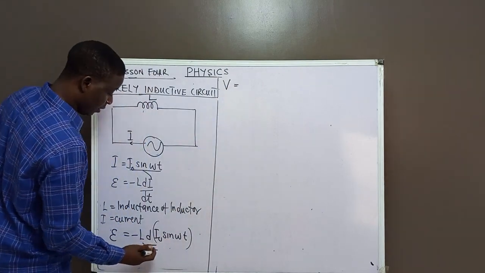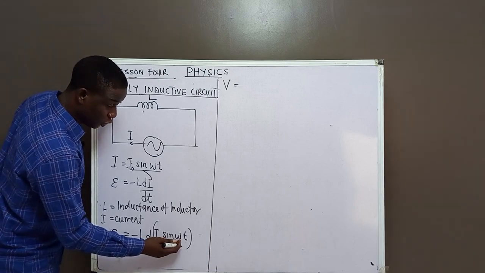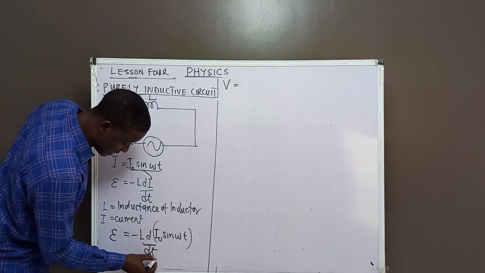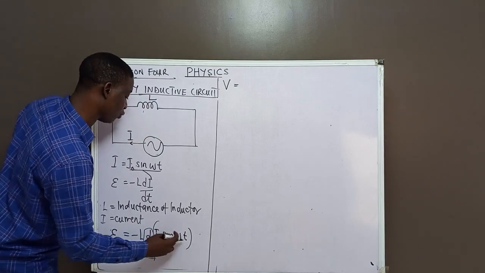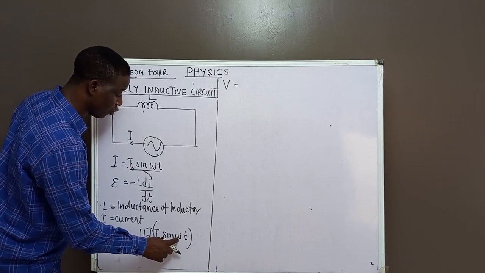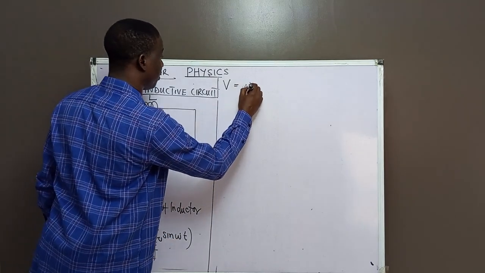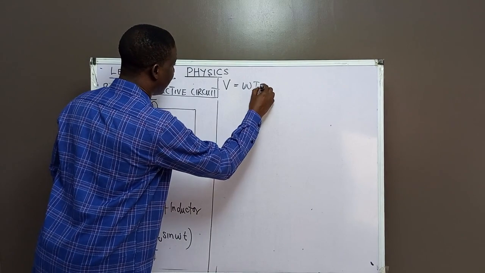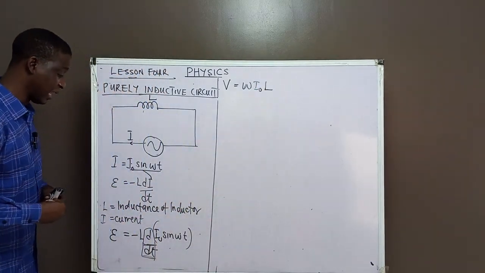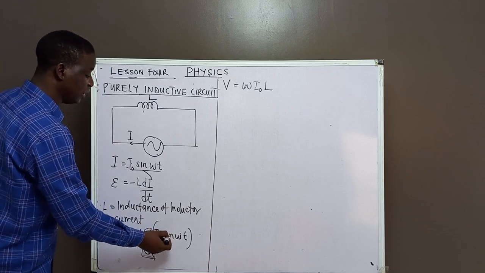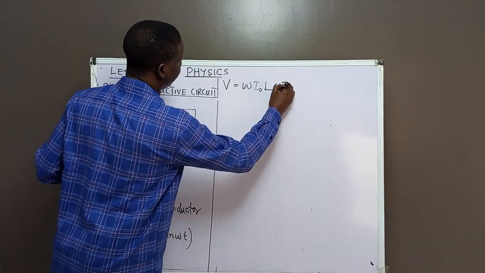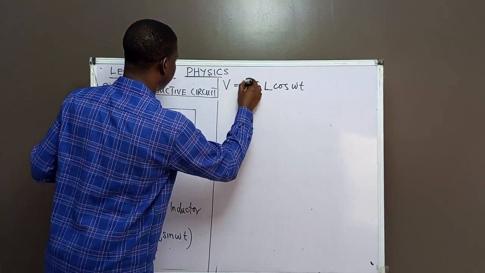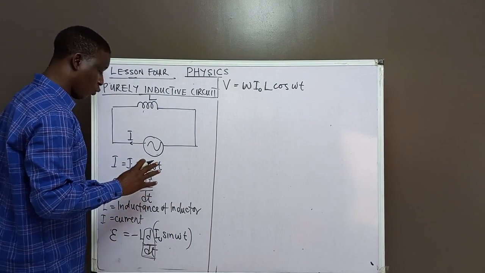Then differentiate this one. If you differentiate sine omega t, what do we have? Omega comes out in front, to meet the I naught and L. Anytime you see this symbol, it means to differentiate. When you differentiate sine, what you are going to have is cos omega t. Please take note of that. Cos omega t.